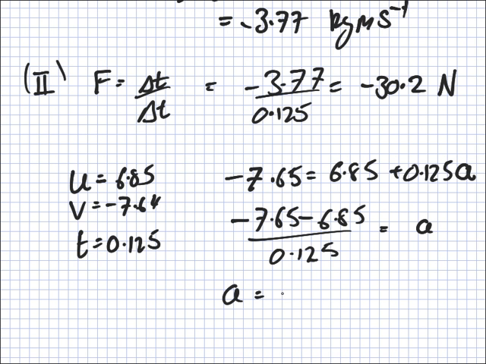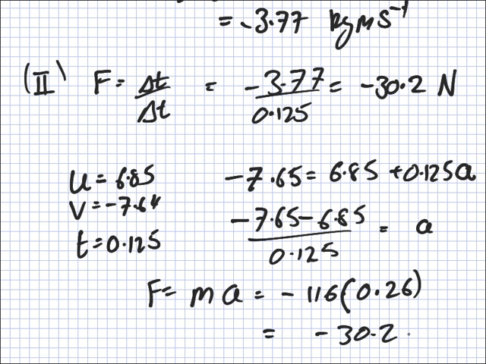A is minus 116. Okay. But F is equal to MA, so that's minus 116 times, what did you say the mass was? 0.26. So that should be minus 30.2 newtons. Yeah. So you see, you get the same answer.